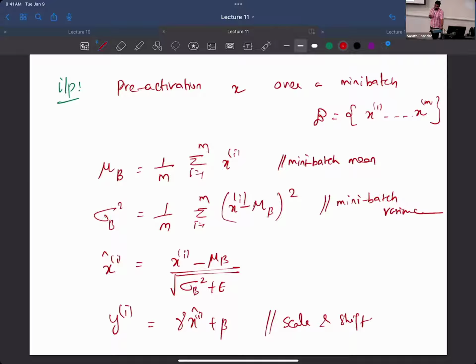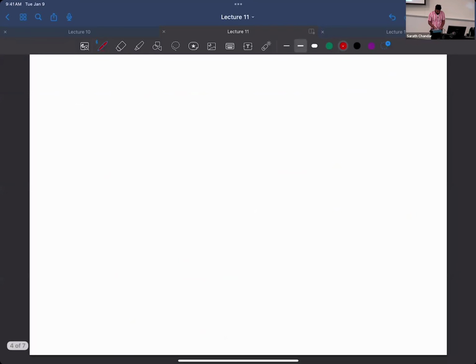For the classification problem, 0, 1? No, this is still pre-activation. So y is still pre-activation. This is not the final layer, so the final result of this is still a pre-activation. Then you apply your sigmoid or tanh or ReLU, whatever you want to do. Is it clear? Now, typically this is how your hidden layer is going to look.